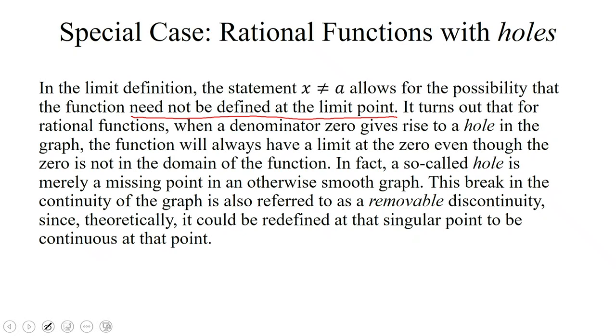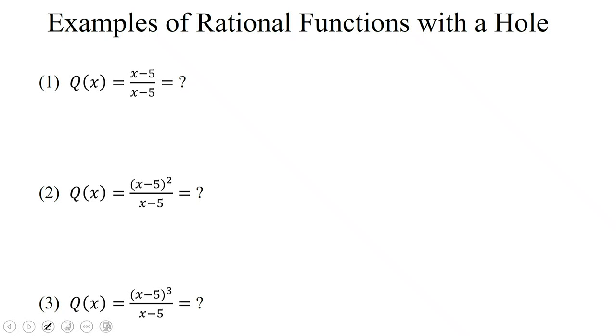But it will always have a limit at the 0, even though it's not defined and it's not in the domain of the function. So that's what it means when we have a hole. And they're referred to as removable discontinuities because if the function were redefined at that one point, then in fact it would be continuous.